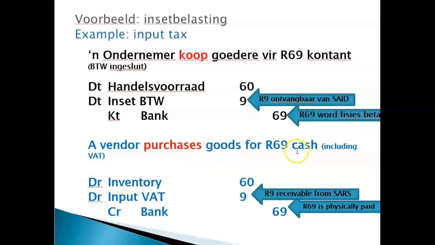A vendor purchases goods for 69 Rand cash, so inventory will be debited with the VAT exclusive price, 60 Rand. Input VAT, 9 Rand, is included in that amount that I've paid, which I can claim from the receiver of revenue. And then bank would be credited with the actual amount that I paid. I paid 69 Rand, so my bank will be credited with 69 Rand.